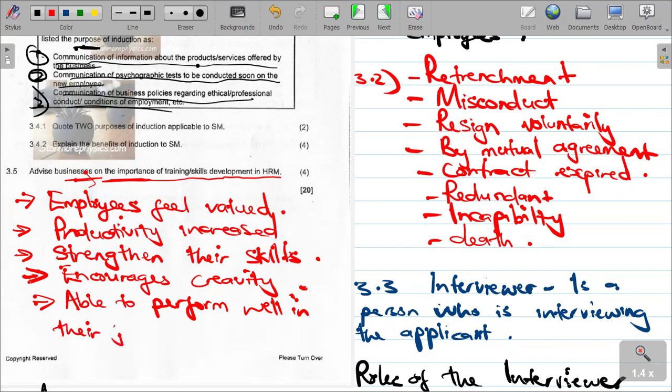So these are the importance. They feel valid, right? They feel part of the organization when they receive training. And then you can find that productivity increases. It helps to strengthen their skills. It encourages creativity within an organization. And also employees are able to perform well in their jobs. Because these are the advantages of training or skills development, right? Let's move on to the next question.